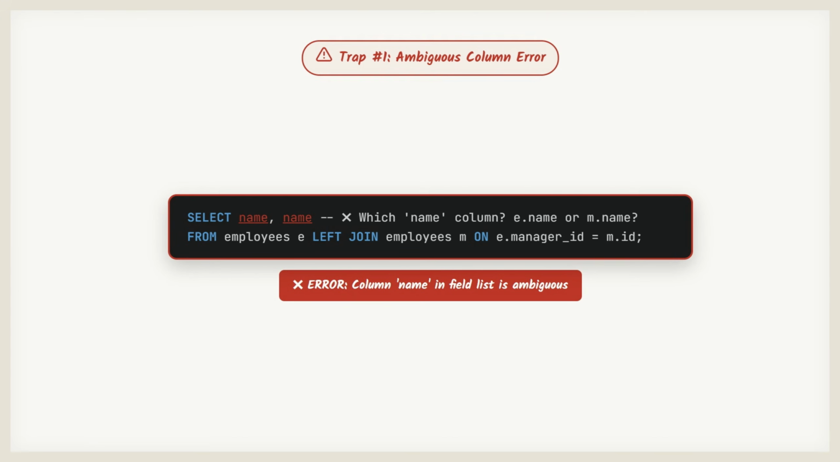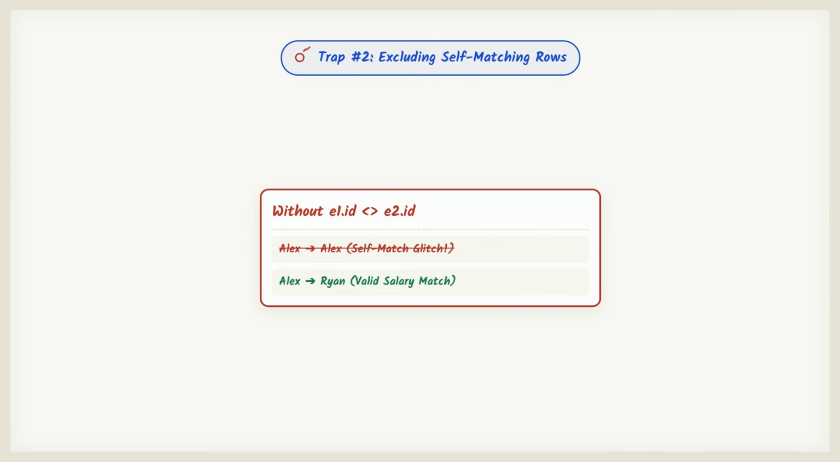Two traps here. First, forget to alias the columns, and SQL has no idea which name column you mean. Ambiguous column error. Every time. Second, this one's sneakier. Some self-join variants, like finding employees with matching salaries, need a condition that excludes a row from matching itself, or every single employee ends up paired with themselves.